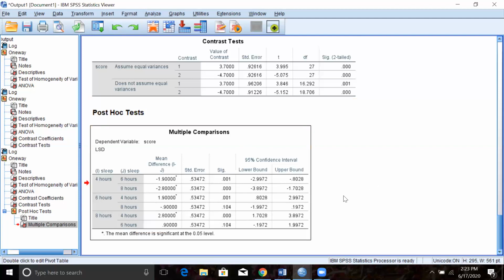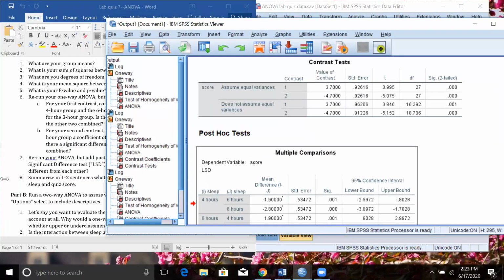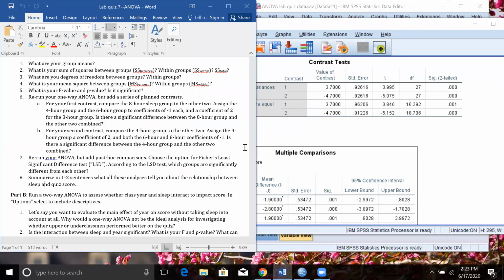So the choice of planned contrast versus this post hoc test of multiple comparisons is really just what your prediction was in advance. Either approach might be appropriate. It just depends on if you initially had an idea that one of the groups was going to be significantly different from the others. Okay, so that'll do it for our first one-way.